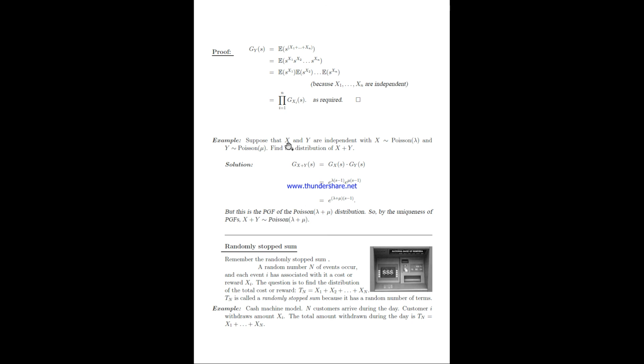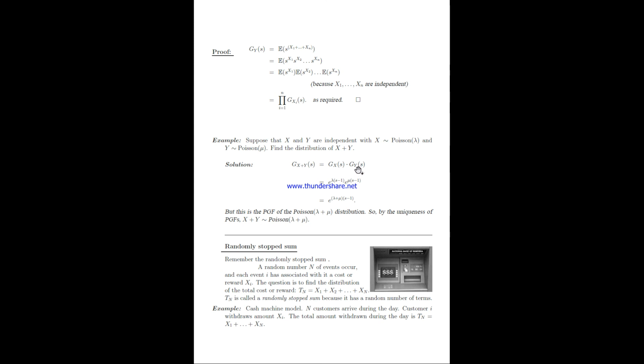Right, so as an example, if you have two random variables x and y, both having Poisson distributions. X has a Poisson distribution with parameter lambda and y has a Poisson distribution with parameter mu. If you are interested in the probability generating function of x plus y, this is equal to the probability generating function of x into the probability generating function of y. Since x has a Poisson distribution, we know the probability generating function of a Poisson distribution is e to power lambda into s minus 1.